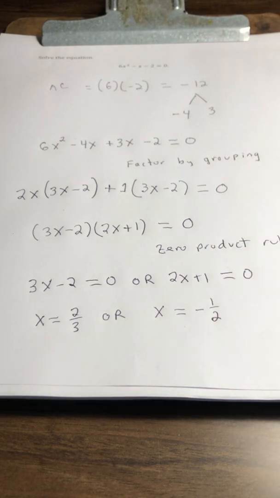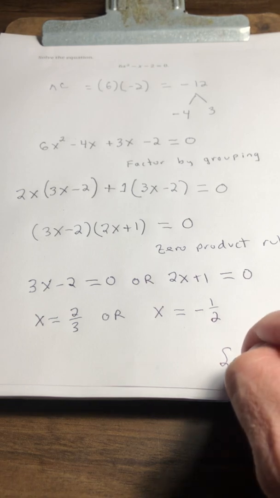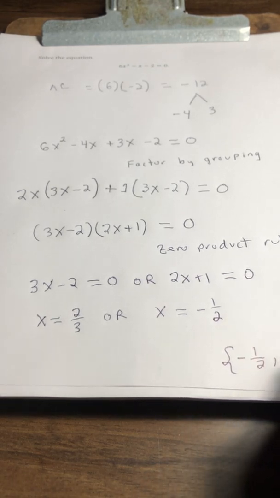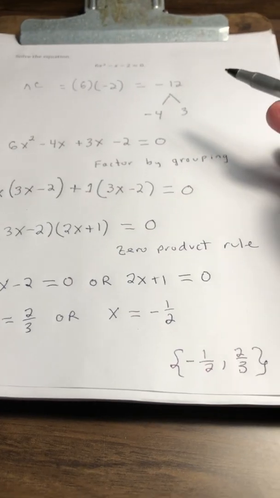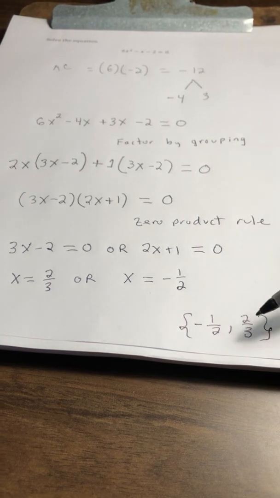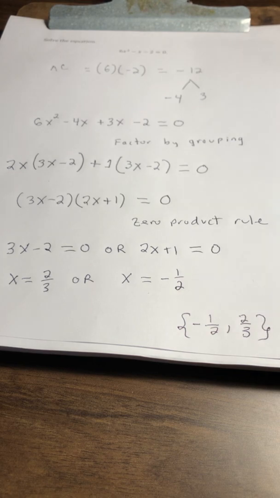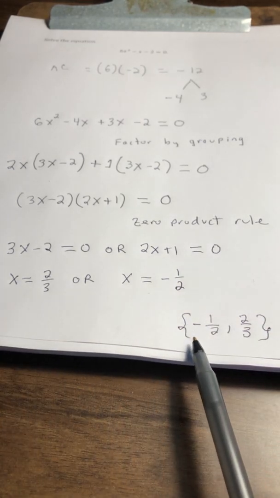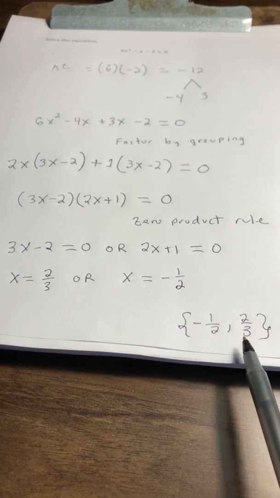Now, of course, you can also write the answer as a solution set. So you have curly brackets, -1/2, 2/3. What we're doing here is just listing the values of x that satisfy the original equation. So we have our solution, it's a set of values consisting of -1/2 and 2/3.